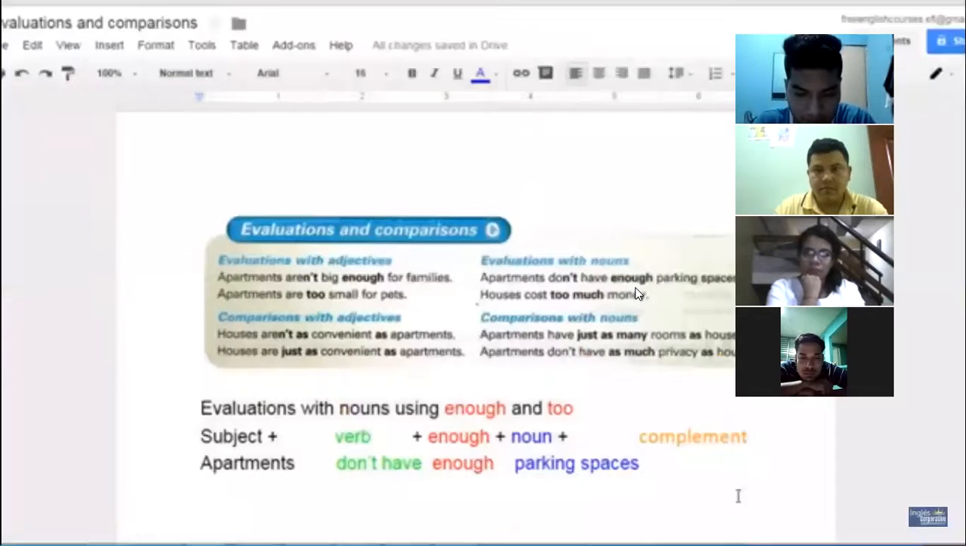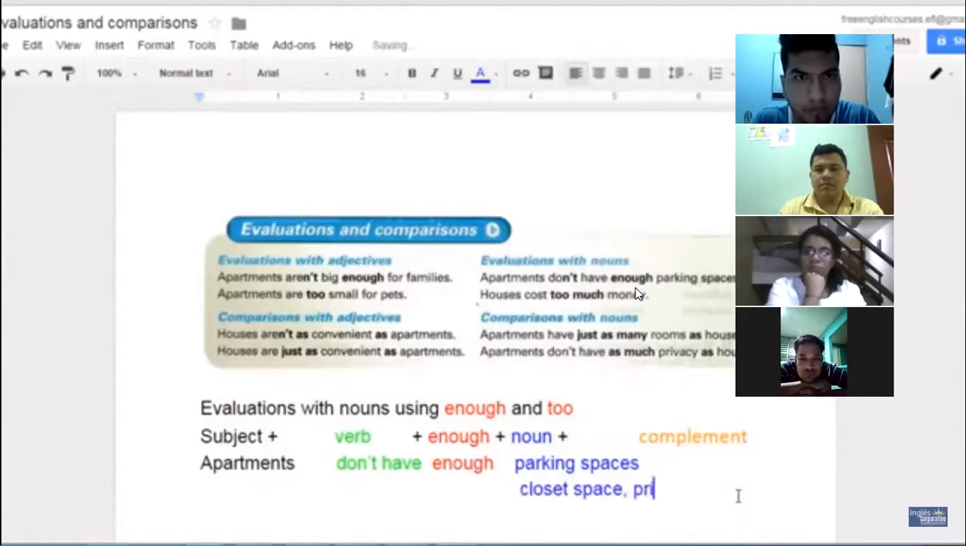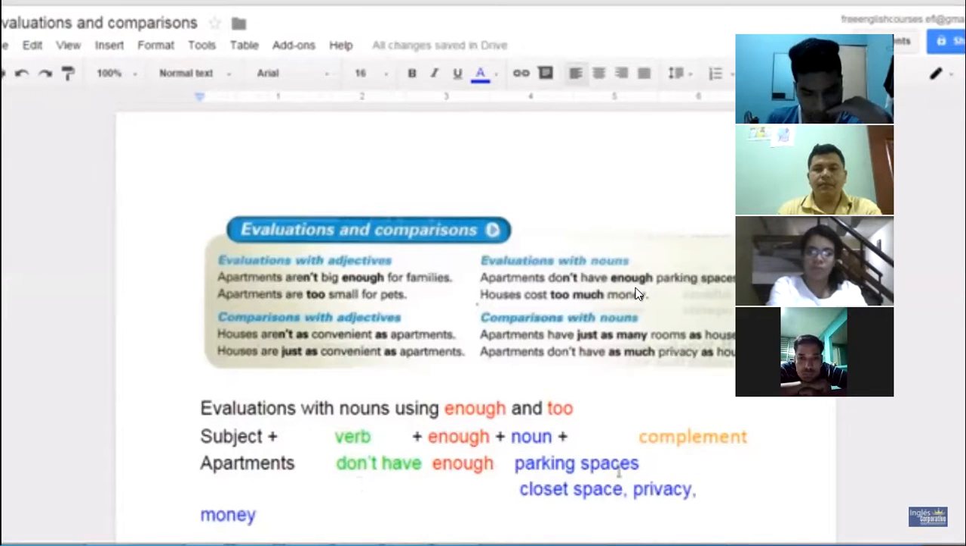And quickly, I want to talk about nouns. So what are nouns? What are some of the nouns that we can think about when we are thinking about making evaluations of apartments and houses? Well, we can think of things like parking spaces, as you can see there. We can think of things like closet space, right? We can think of things like privacy. And of course, we can think of things like money, if you will, right? So these kind of things are nouns that we can think of. So we can say the following. Apartments don't have enough parking spaces.